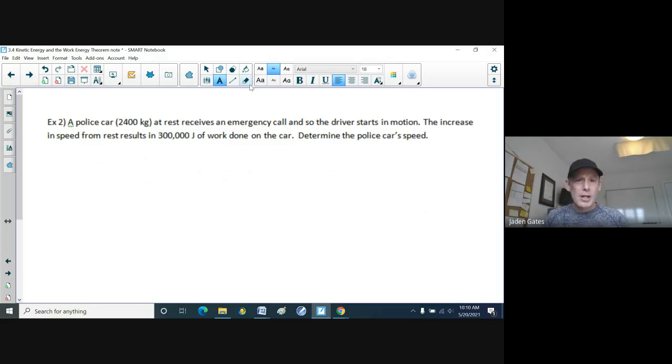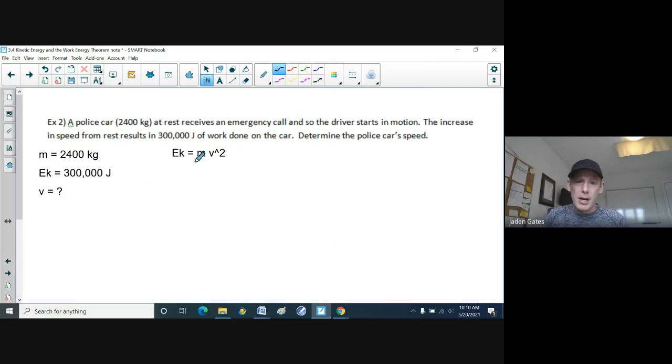All right. So again, writing down the information here. I got the mass. 2,400 kilograms. The amount of work done on the car, which went into increasing its kinetic energy, because it was at rest, which means it had no kinetic energy, but now it has 300,000 joules added, and we want to know how fast that car's going now. All right, so again, I'm going to use my formula here, which is our EK, kinetic energy is equal to mass times velocity squared. And I can never forget my divide by 2 here.